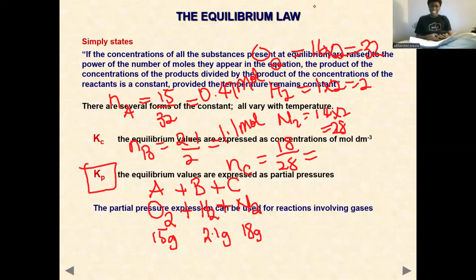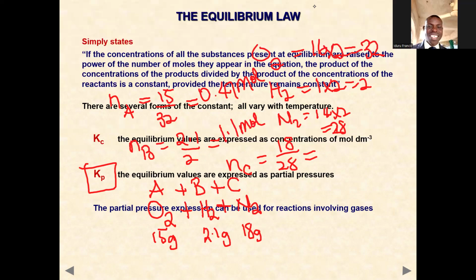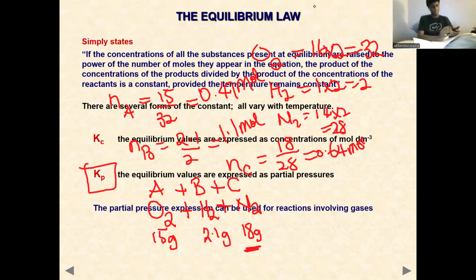Then 18 over 28. Wouldn't it be 18 over 28? N2 is 14 times 2, so 18 over 28, and that will give me 0.64. So we have here 0.64 mole. After getting the mole, now you add the moles together.